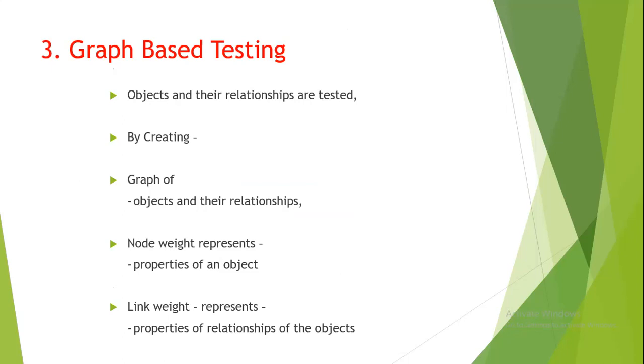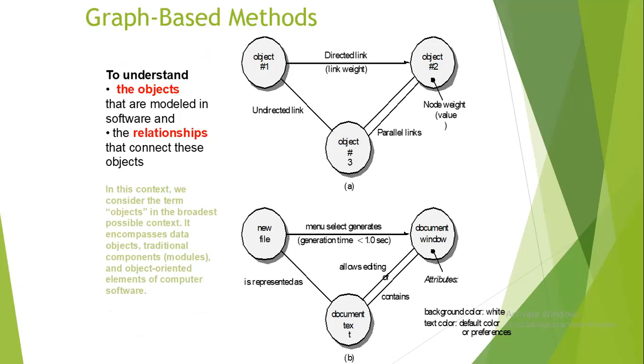Here is graph-based testing. Objects and their relationships are tested by creating a graph of objects and their relationships. Node weight represents properties of an object. Link weight represents properties of the relationship of the objects. The graph-based method is used to understand the objects that are modeled in software and the relationships that connect these objects. In this context, we consider the term object in the broadest possible sense. It encompasses data objects, traditional components, and object-oriented elements of computer software.